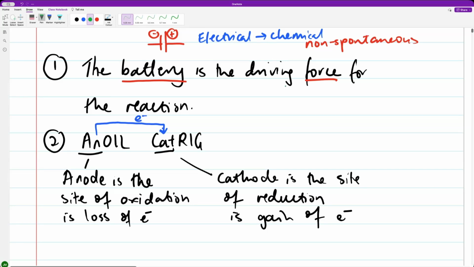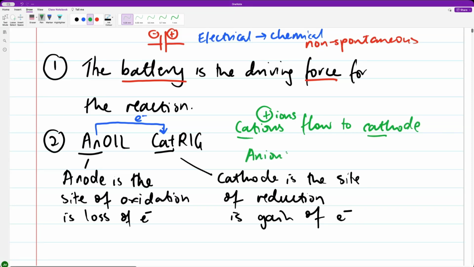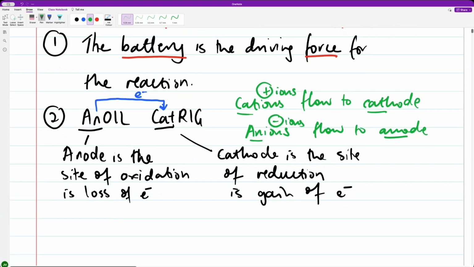In addition to electron flow, there is also a rule for ion flow, and I'll write that together in rule number two. That rule is cations, which are positively charged ions, will flow to the cathode. So cat flows to cat. And anions, which are negatively charged ions, will flow to the anode. An flows to an. Now this in fact is not just an electrolysis rule, this is a redox rule. So this will also apply for galvanic cells.